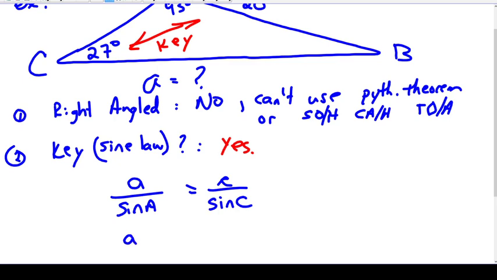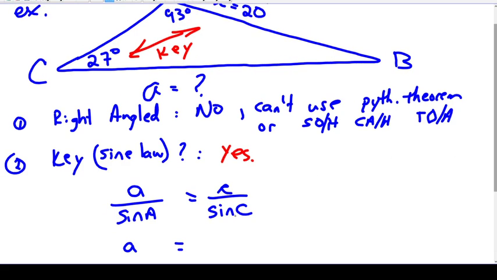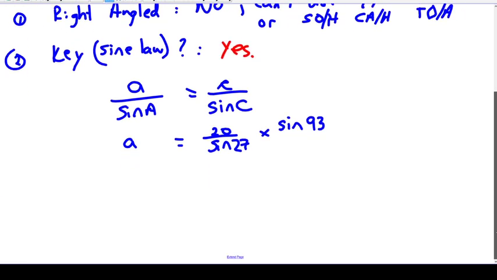So let's isolate little a. So that means sine big A is going to move over to here. I'm going to start filling in the numbers at the same time. So little c is 20 over sine of big C, which is 27. And we're going to multiply that by sine of big A, which is sine of 93. And in this case, I'm going to let you type that into your calculators to find the final answer. Okay? So just type it into your calculator and see what answer you get.